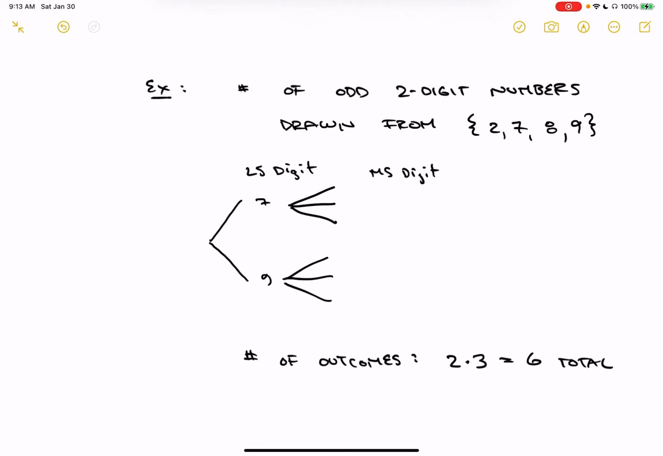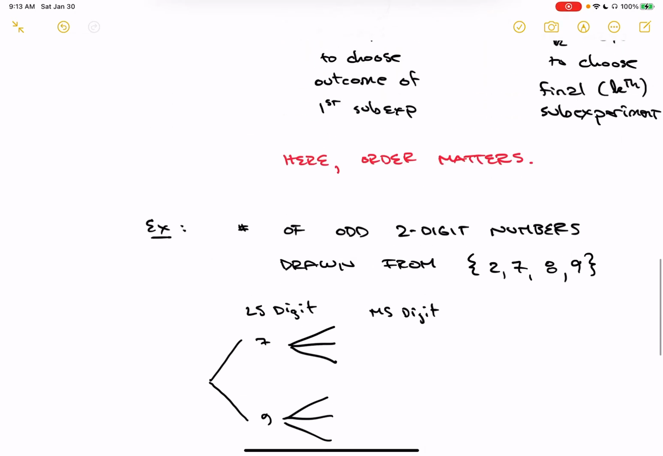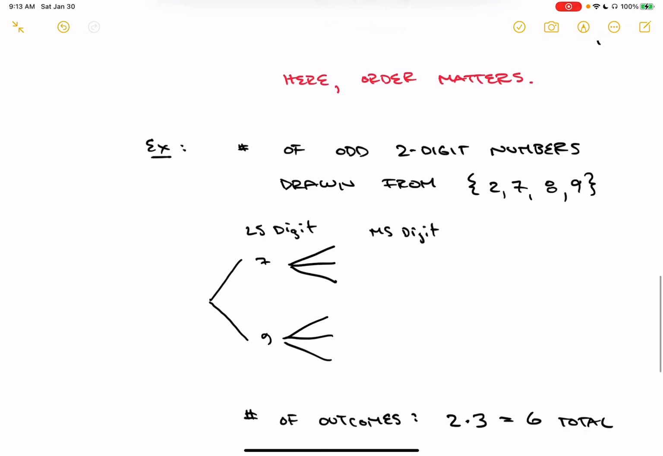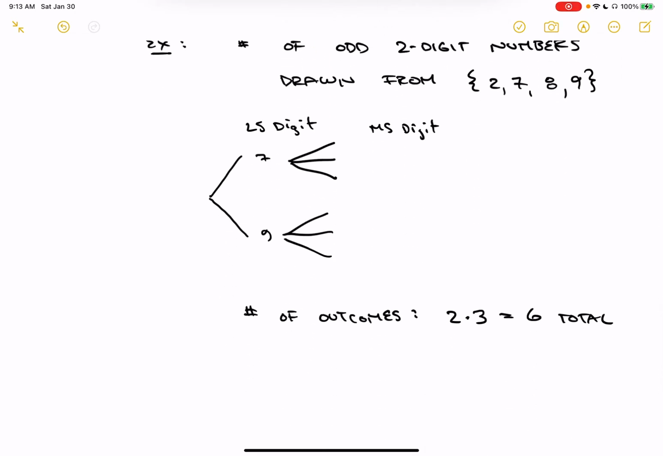This is one of those cases where you could write out every possible two-digit number that comes from these digits, and you could identify indeed that there's only six odd ones that come out of that. Again, when we think about that rule of product, we did say order matters, and I'll just emphasize that here. Order matters when we're talking about something like a two-digit number.